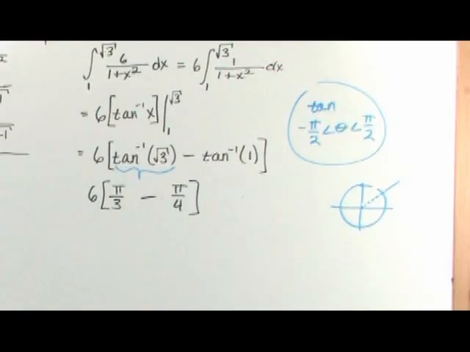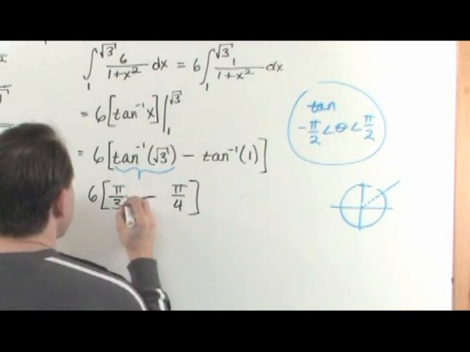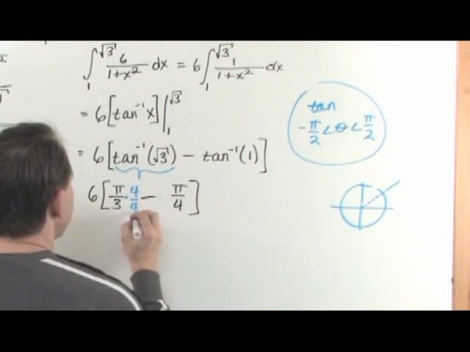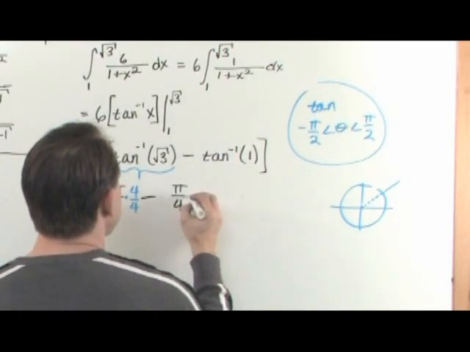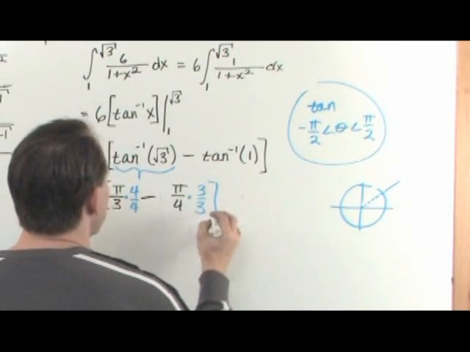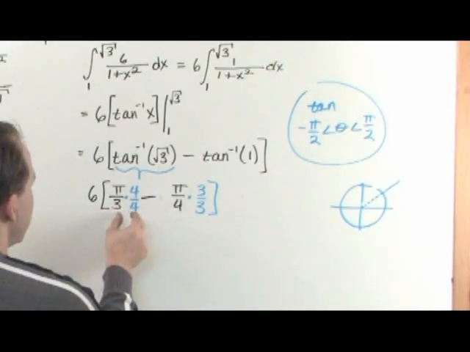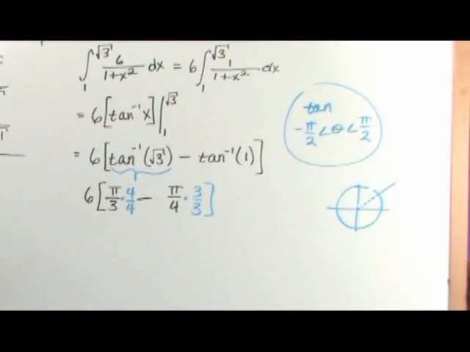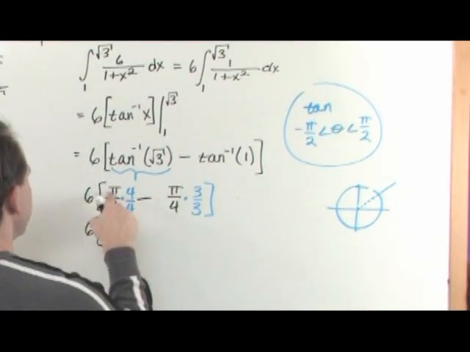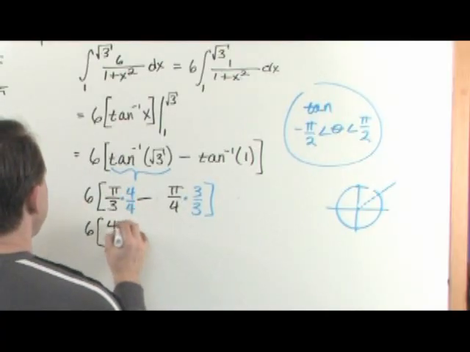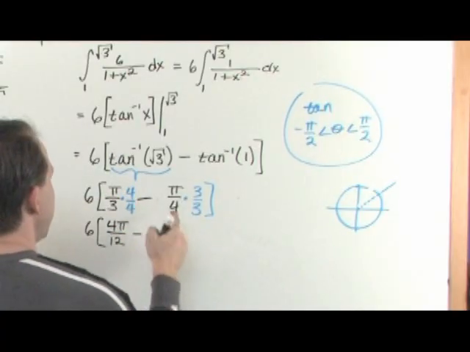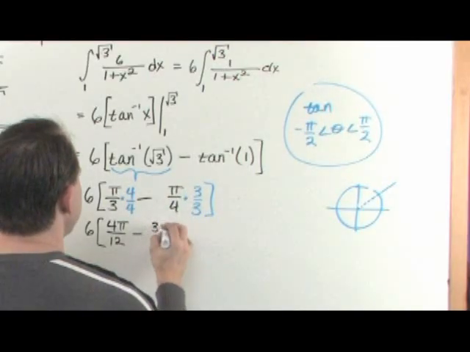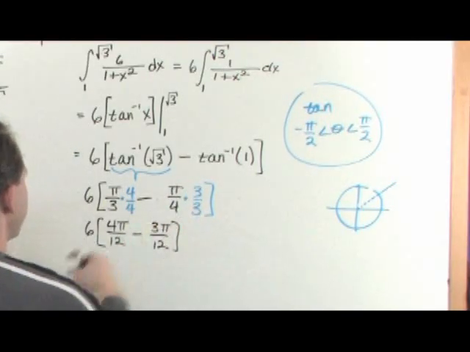So we've reduced this integral down to 6 times the difference of 2 fractions. There's no common denominator between these 2 fractions, so I'm going to make a common denominator by multiplying this by 4 over 4, and this by 3 over 3. The reason I did that is because I want a common denominator of 12. 4 over 4 and 3 over 3 are both 1. So here I have 6 times 4 pi on the top and 12 on the bottom, and here I have 3 pi on the top and 12 on the bottom. 4 times 3 is 12. That's why I did that.